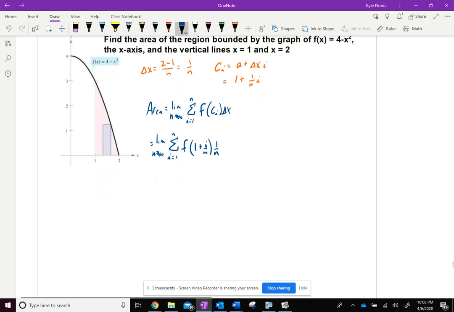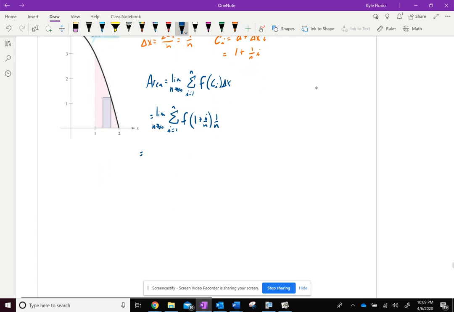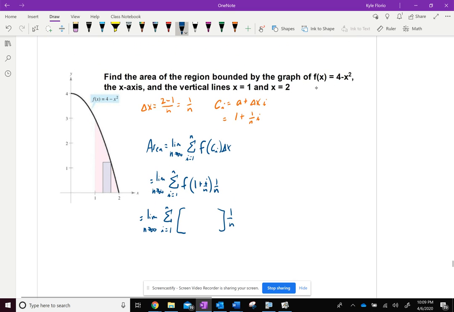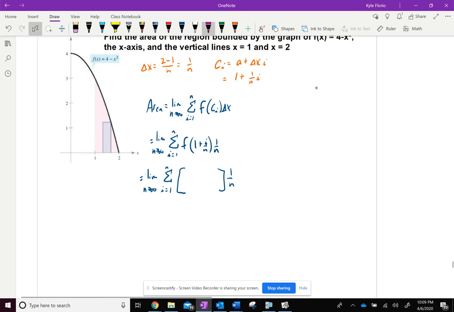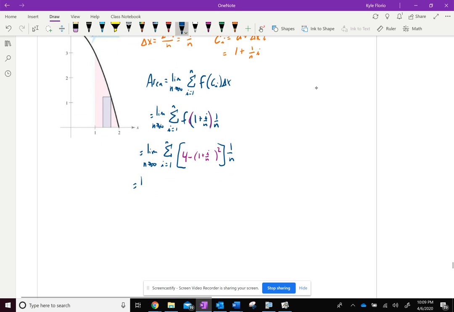Ooh, not looking pretty. All right. x cubed was nice. This one is asking us to do some math here. So my function times 1 over n. Okay. So my function, when I plug in 1 plus i over n, it's 4 minus that input squared. So it's going to be 4 minus that input squared, that input being 1 plus i over n. That's my input. Okay. How bad was that? I'm still breathing. I think it wasn't too bad.